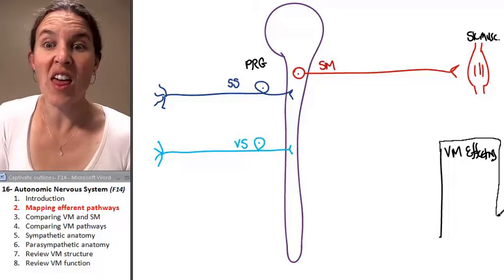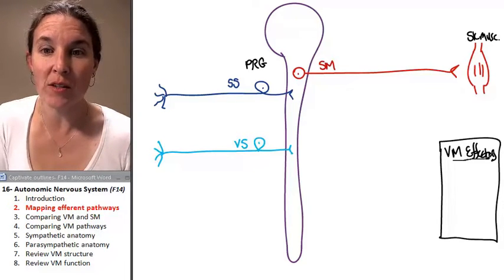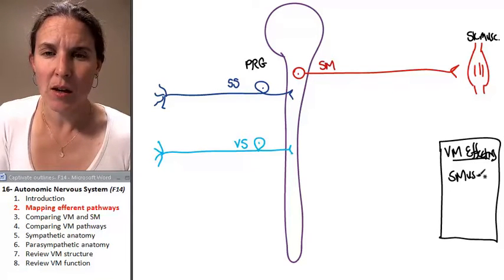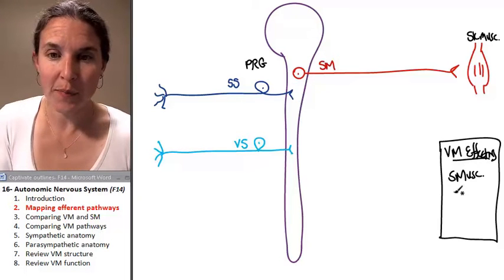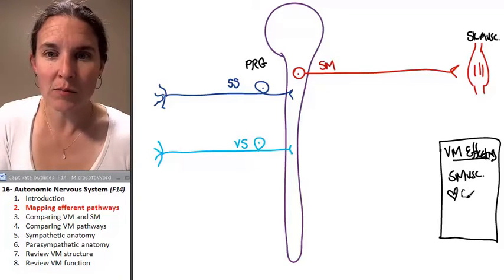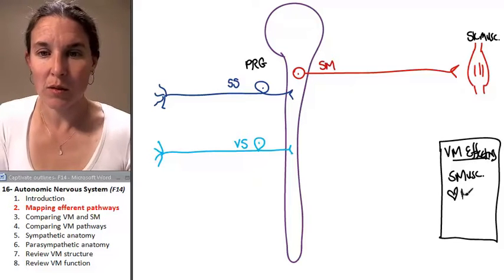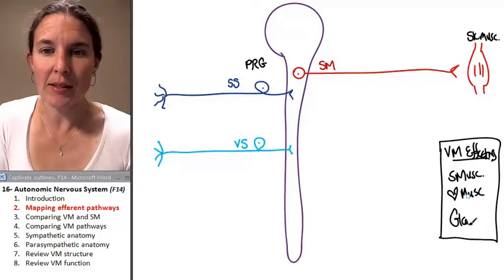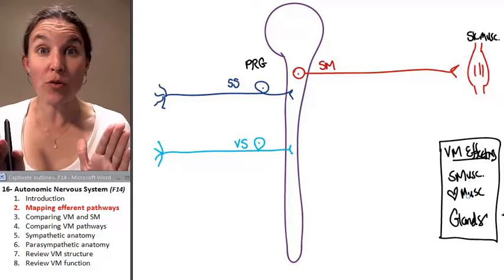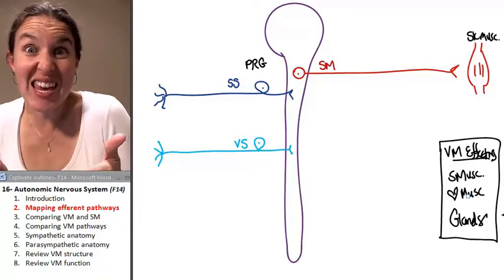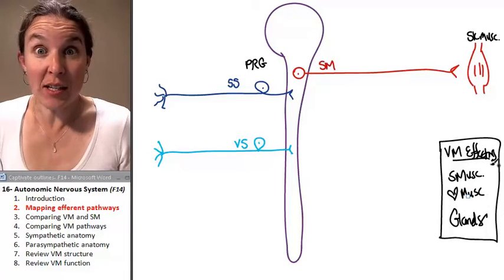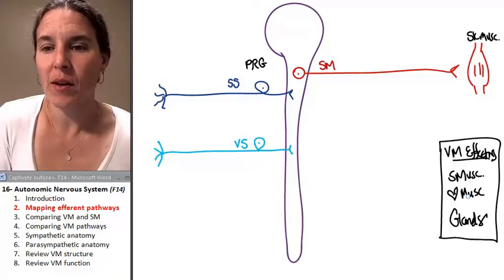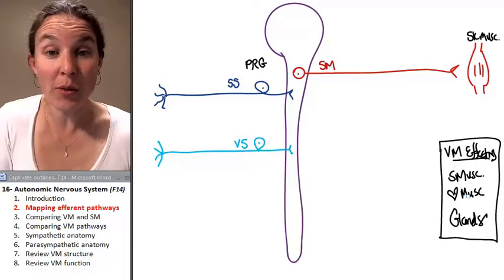We know that all visceral motor effectors are smooth muscle. That's smooth muscle. Cardiac muscle. Or who? Glands. All visceral motor innervates these guys. If a fiber is innervating these guys, it is a visceral motor fiber. So we have a couple flavors of visceral motor.